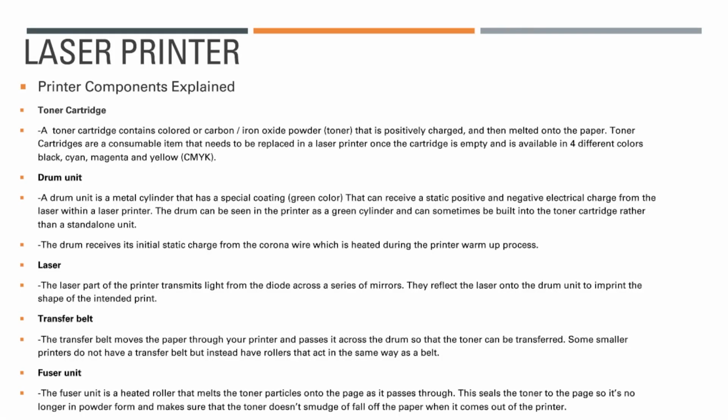Some smaller printers do not have a transfer belt, but instead have rollers that act in the same way as a belt. Fuser unit. The fuser unit is a heated roller that melts the toner particles onto the page as it passes through. This seals the toner to the page so it is no longer in powder form, and makes sure that the toner does not smudge or fall off the paper when it comes out of the printer.